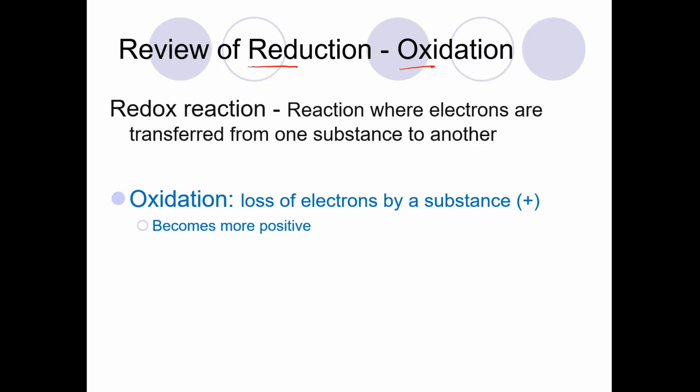So reduction and oxidation, we need to know their definitions. So oxidation is when something is losing an electron. And I put a positive sign after that, because when something loses an electron, its charge, or its oxidation number, which is how we're going to define charge in this chapter, becomes more positive.